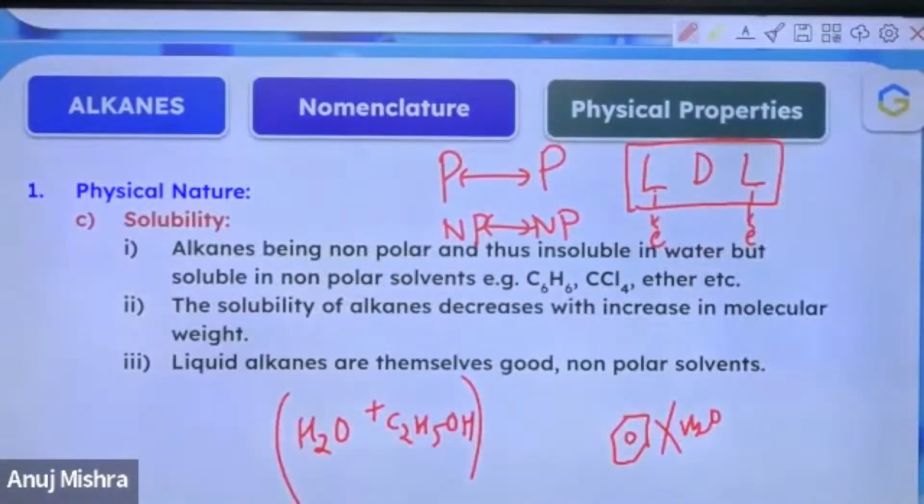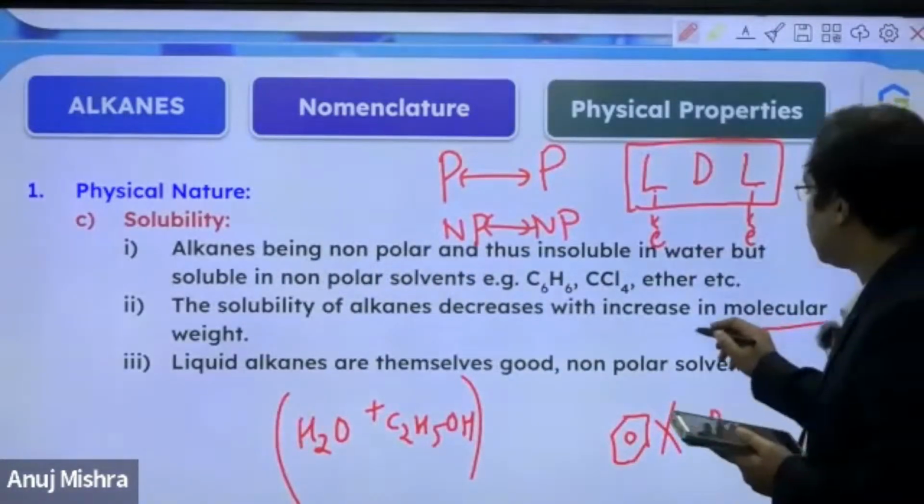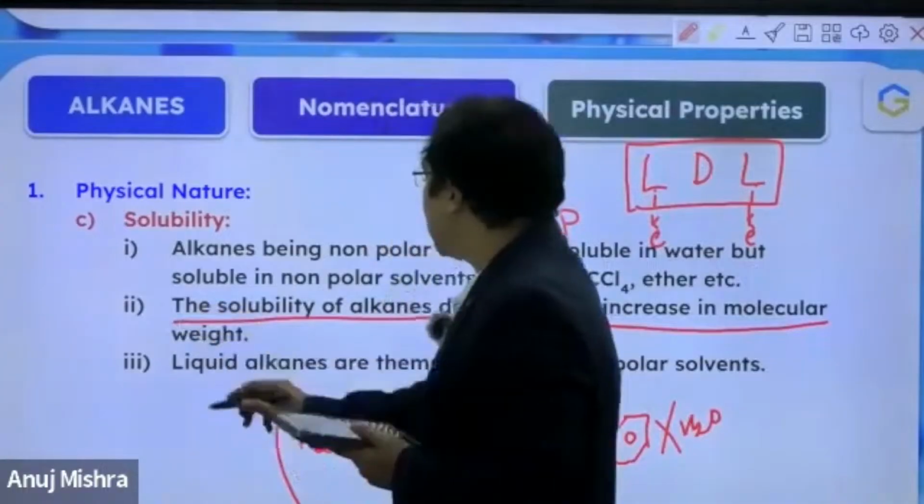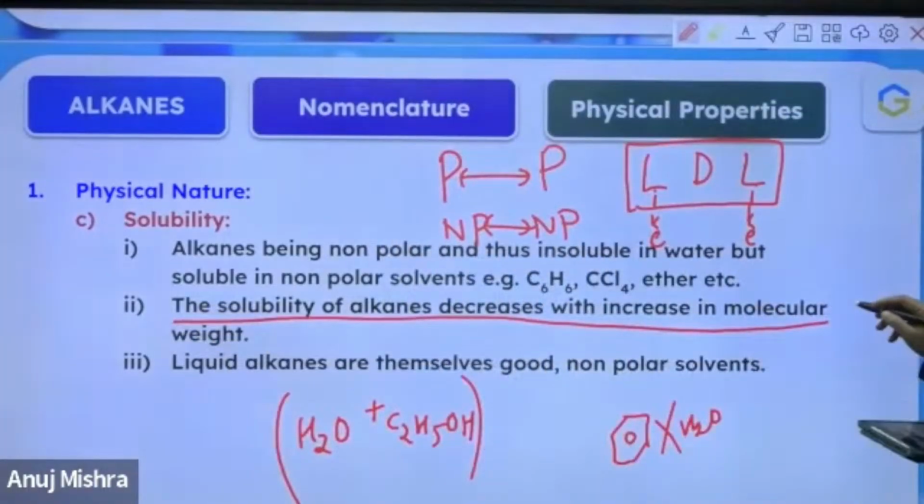So like dissolves like. And one more line is written here. Anybody who can tell me the reason for this? Think and tell me the reason. The solubility of alkanes decreases with increase in molecular weight. Why? ऐसा क्यों कि molecular weight बढ़ने पे solubility कम होती जा रही?